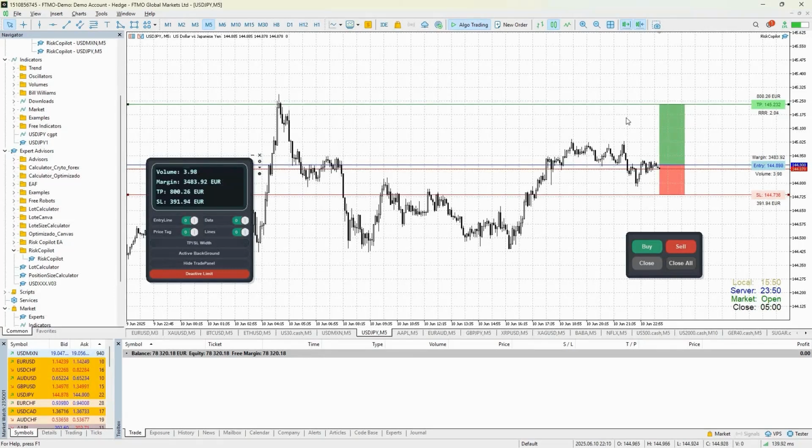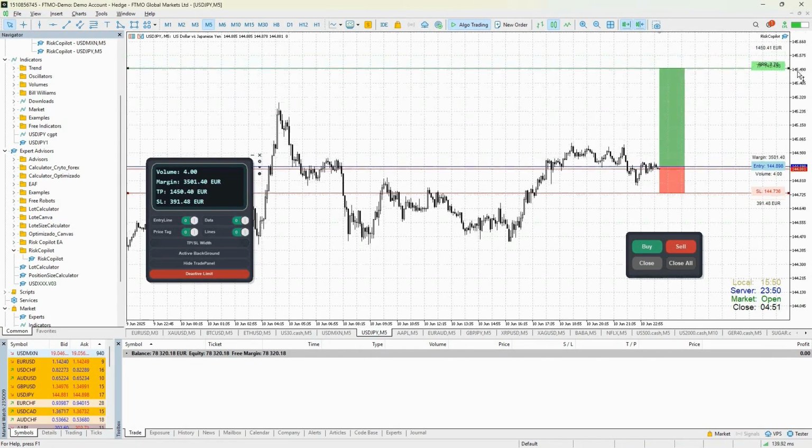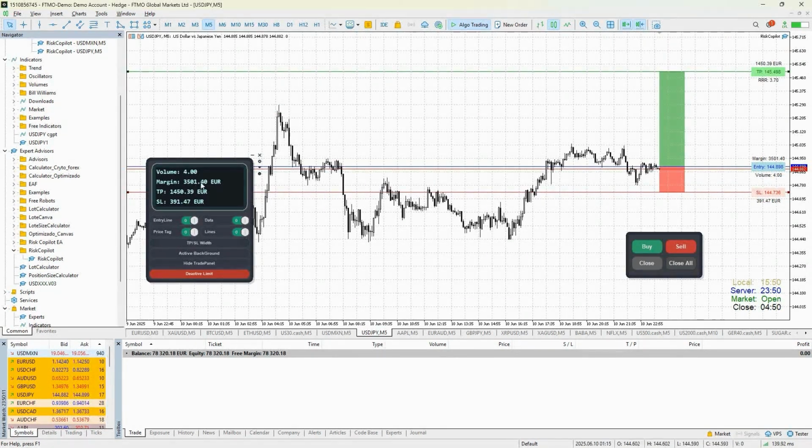How do I modify that? No problem at all. Remember that these lines are draggable, meaning you can take them, hold them, and drag them. And as you see, it opens automatically and it multiplies that. Now my take profit is at 1440, right? Now, what else do we have here in my interface?